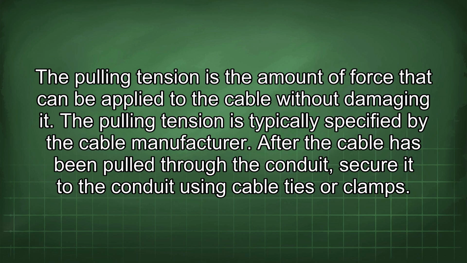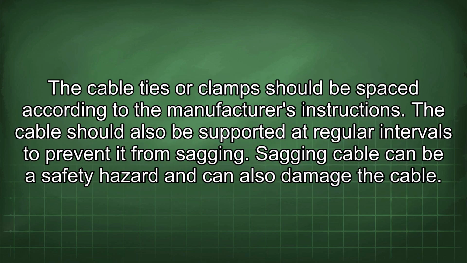After the cable has been pulled through the conduit, secure it to the conduit using cable ties or clamps. The cable ties or clamps should be spaced according to the manufacturer's instructions. The cable should also be supported at regular intervals to prevent it from sagging. Sagging cable can be a safety hazard and can also damage the cable.